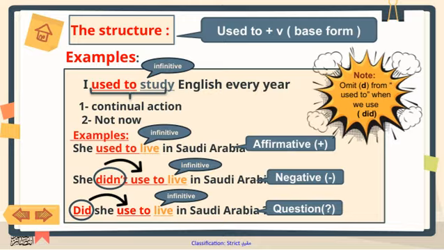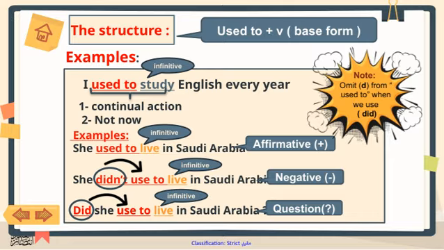Now let's take a closer look at how we use used to with the infinitive. When we talk about habits or states in the past, we often say used to plus the base form of the verb. For example, I might say, I used to study English every year. But here's an important point. When we omit the D from used to in questions and negatives, we just say use to.